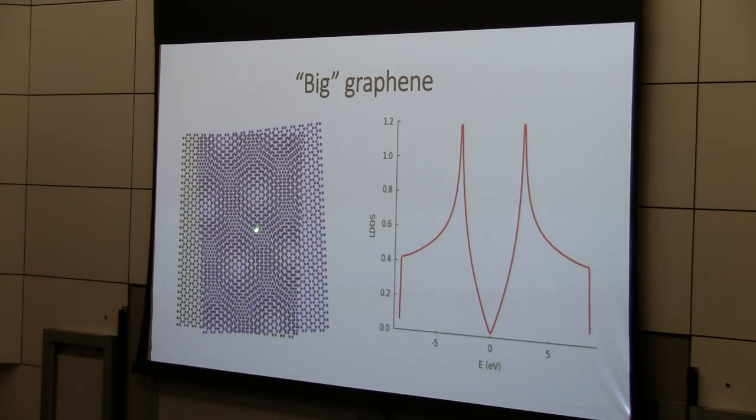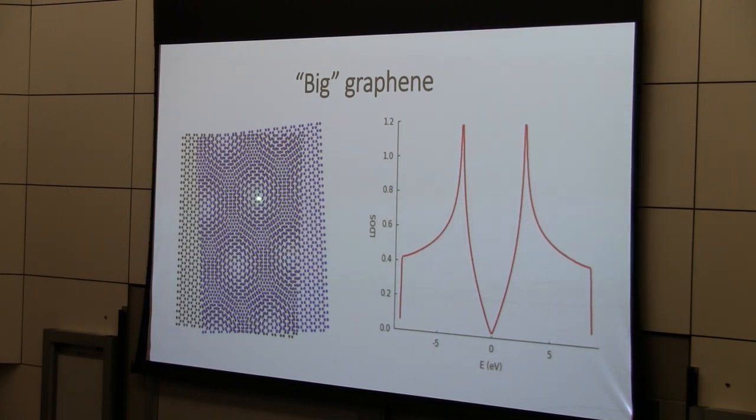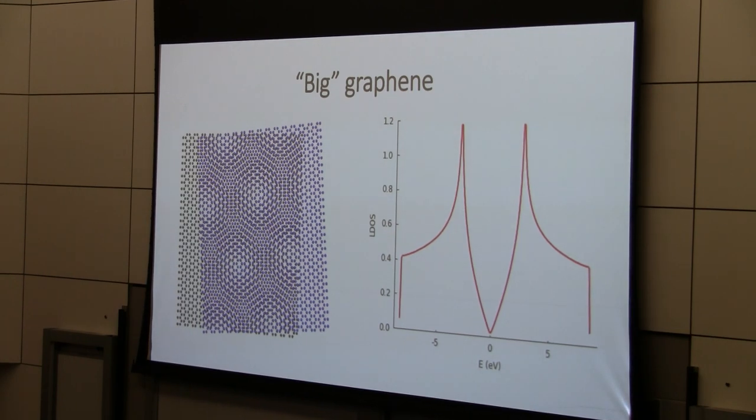Now, let's first talk about twisted graphene. So this is twisted bilayer graphene. This is the Moiré pattern. And so one useful way to think about twisted bilayer graphene is to think about the lattice constant of the twisted bilayer graphene as having a lattice constant that's much larger than the original lattice constant of graphene.